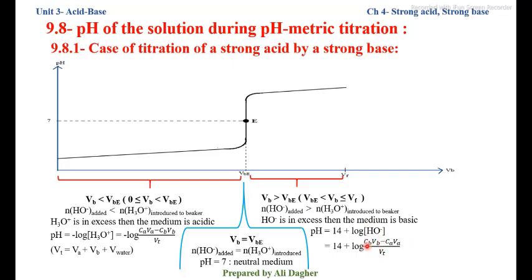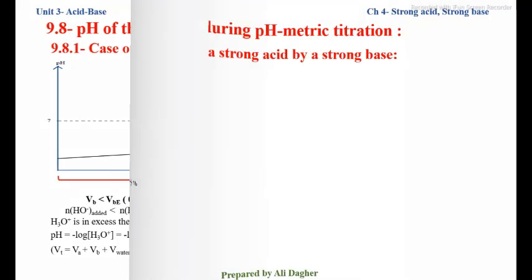The number of moles of HO minus left equals the initial number of moles of HO minus added minus the number of moles reacted. The number of moles of HO minus reacted equals CAVA. The number of moles added equals CBVB. Left equals CBVB minus CAVA, over V total. This is the concentration of HO minus. 14 plus log of the concentration of HO minus equals pH.